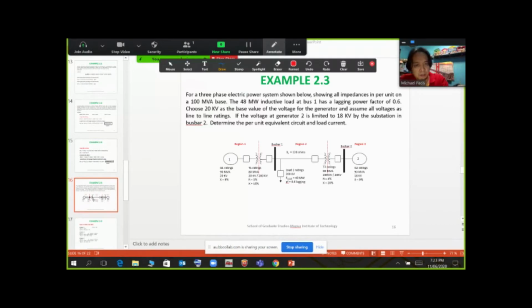Okay, this is what I meant in our introductory. You cannot solve the load current here if we do not model the generators in their corresponding per unit reactance or impedance. It depends on the given. So you can see here, it will become impedance because you have an R and X given.